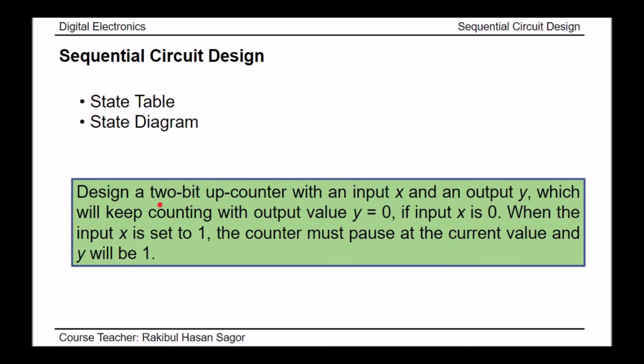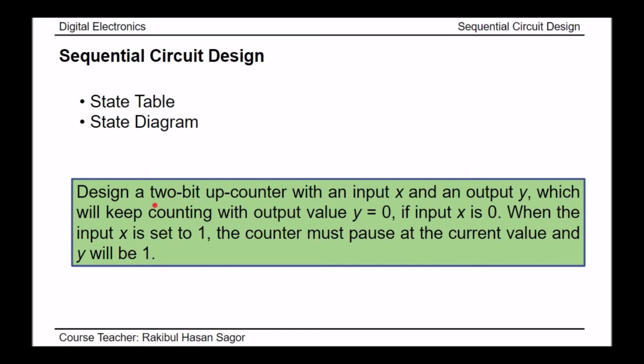I'm coming to the point, what is a 2-bit up counter, with an input X and an output Y, which will keep counting with output value Y equal to 0 if input X is equal to 0. When the input X is set to 1, the counter must pause at the current value and Y will be 1. This is a sequential circuit designing problem. It is asked to design a 2-bit up counter.